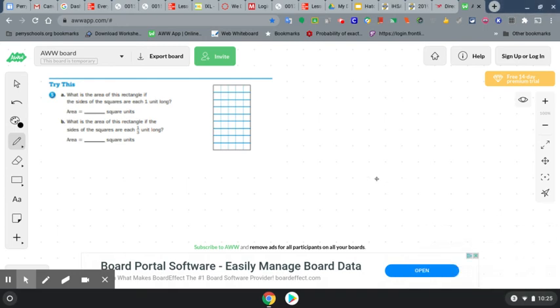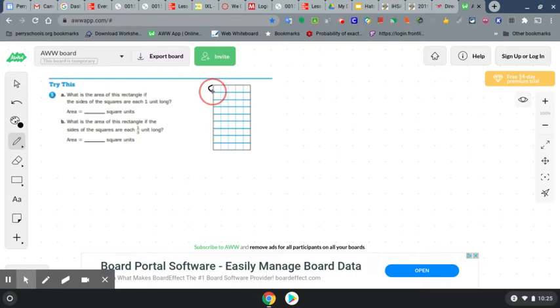All right, so we are going to do the solution for 5a and b. It says, what is the area of this rectangle if the sides of the squares are each 1 inch long? So the first thing I have to do, we're going to go over our procedure, is we don't have any fractions this time, so we don't need to estimate. We can skip that step. We're just going to count our jumps here.